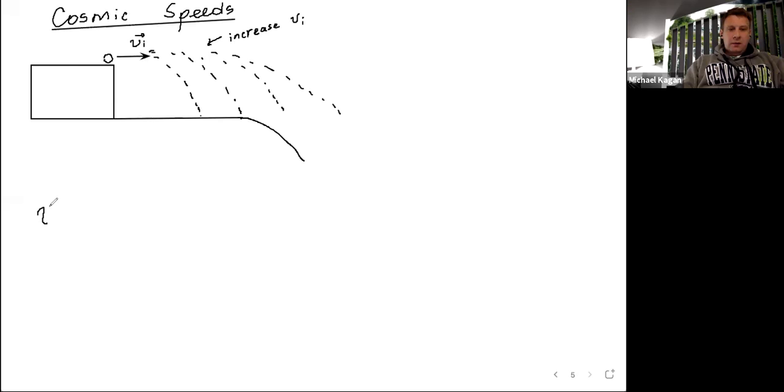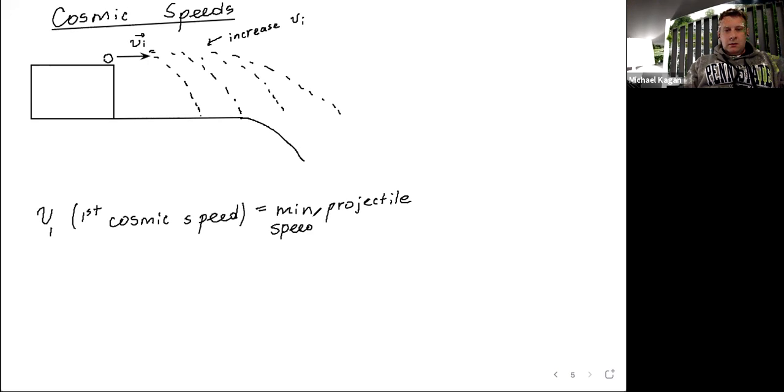Okay. So the first cosmic speed is the minimum projectile speed to orbit, or to never fall, to never hit the ground. Because it's always falling, it's just never hitting the ground.